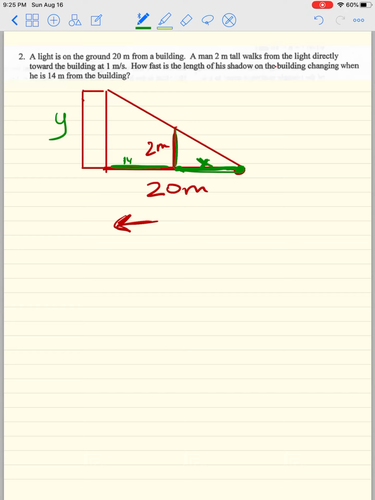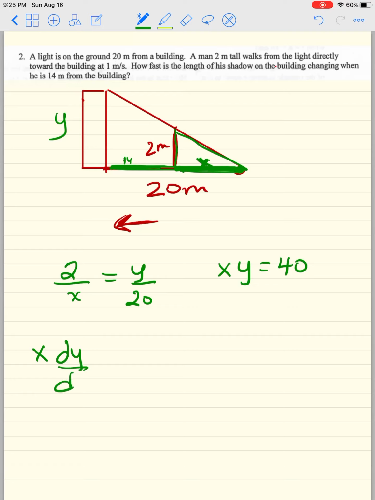So what we're going to do here is set up a ratio. So this is the small triangle. And I'm going to say the height of the small triangle to the base of the triangle is equal to the height of the building, which is Y, over the length of the floor. So that's 20. So right now I have an equation: XY is equal to 40, okay? Now, XY equals 40, I'm going to take the derivative of this. Now, it's a product rule. It says keep the first, derivative of Y is dy/dt because it's with respect to time, plus keep the second, derivative of the first, and 40 is going to be 0.